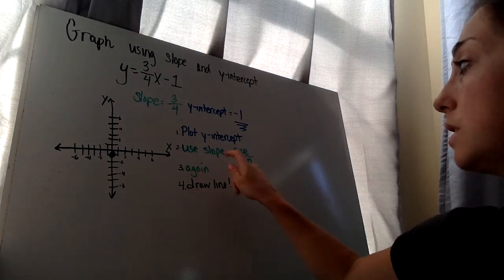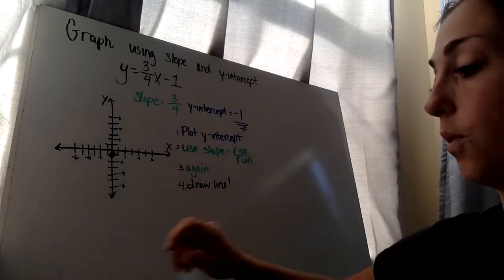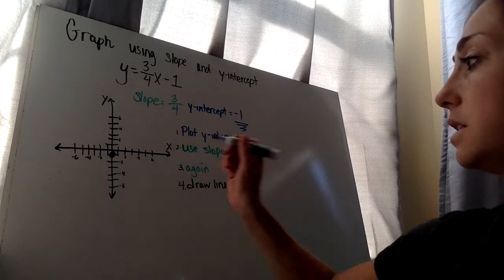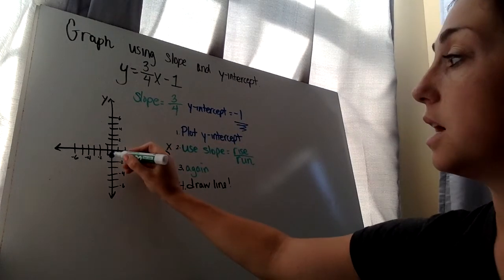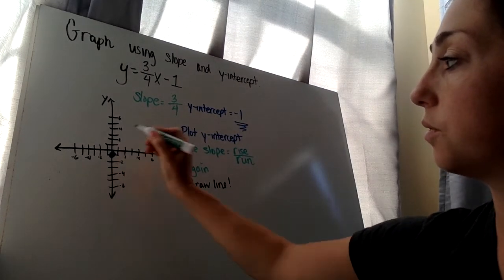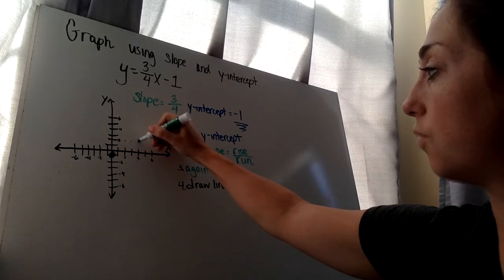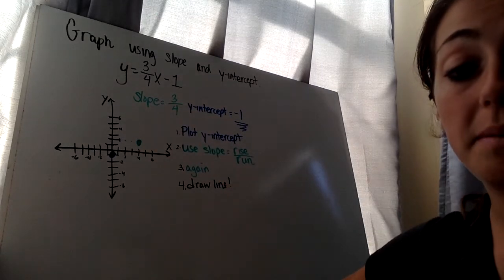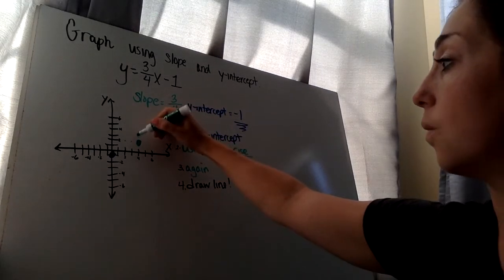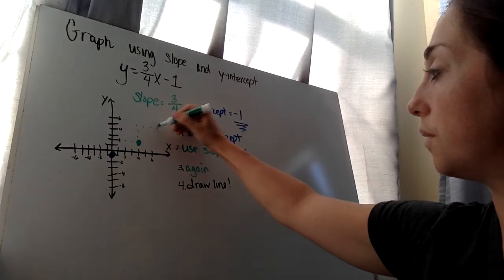Next step, use slope. Rise over run. Rise 3, run 4. So from this point at -1, from my y-intercept, I'm rising 1, 2, 3, and running 1, 2, 3, 4. So here's my next point. And then I'm going to do it again. Rising 1, 2, 3, running 1, 2, 3, 4.